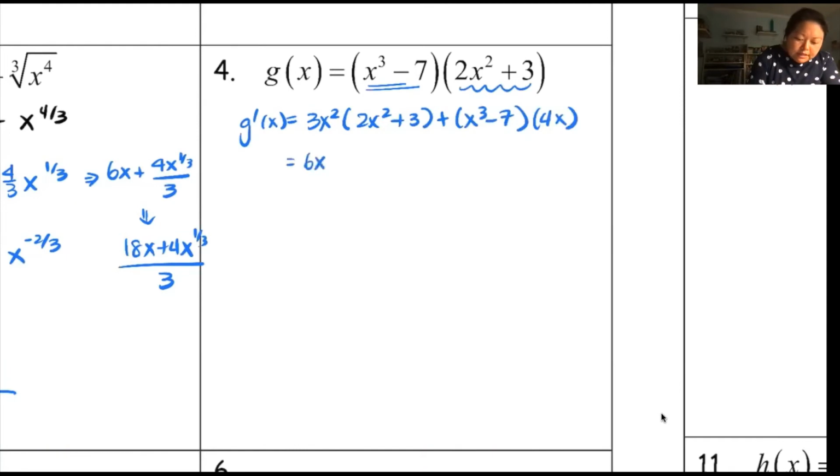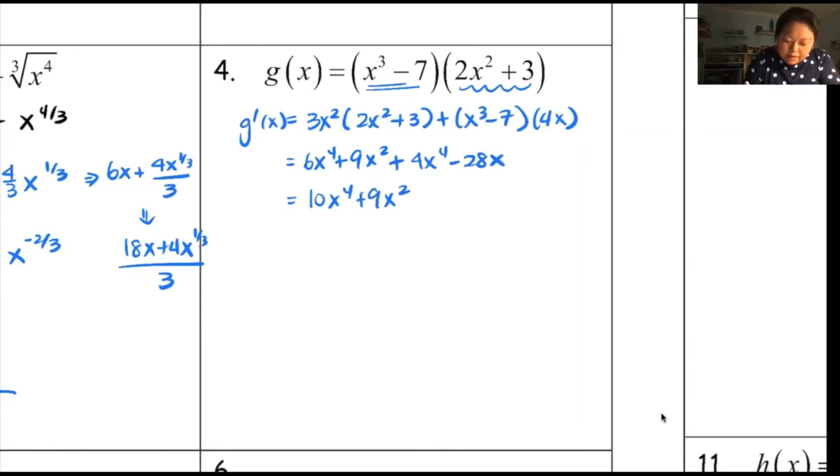I get 6x to the 4th plus 9x squared. Distribute 4x backwards, so 4x to the 4th minus 28x. So you will get 10x to the 4th plus 9x squared minus 28x. All right, so that is using the product rule.